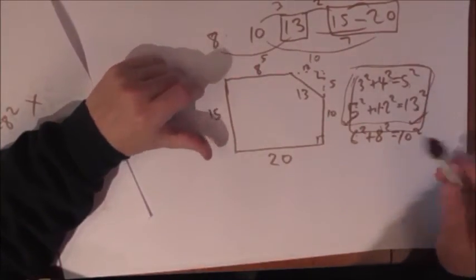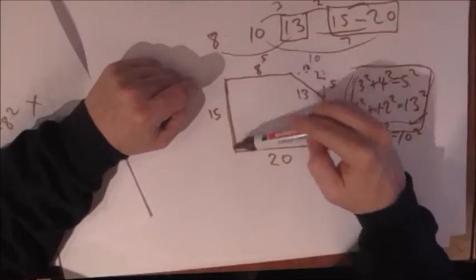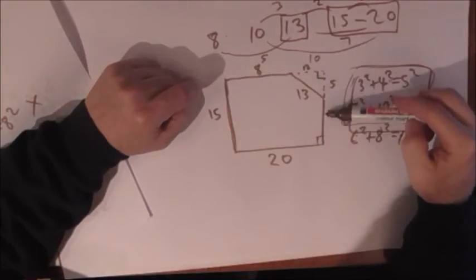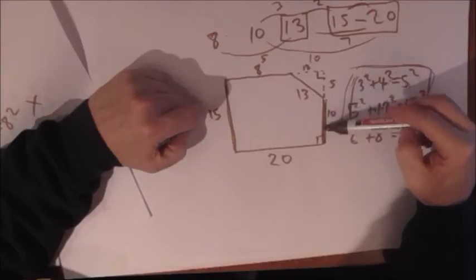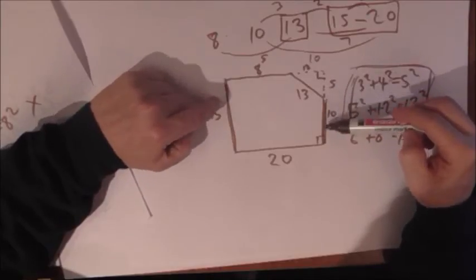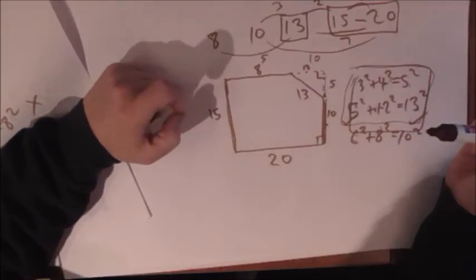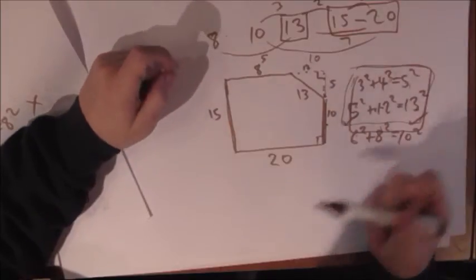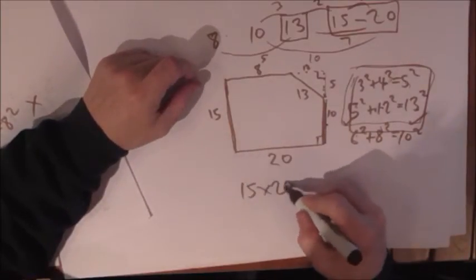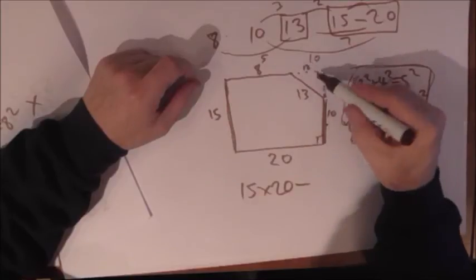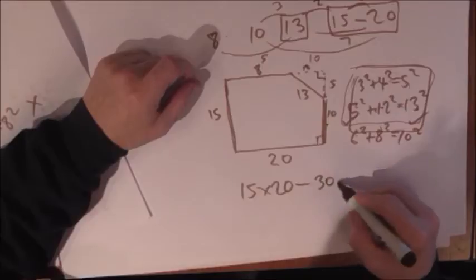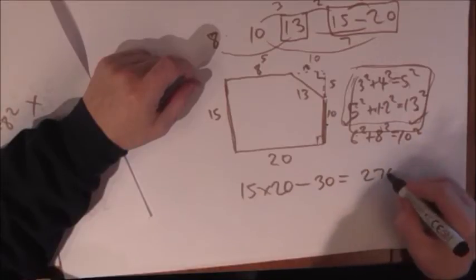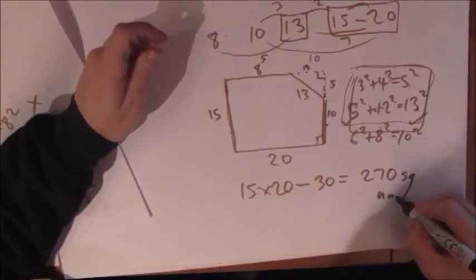Why were differences useful? Because when you cut from one side of a rectangle to the other, if a bit is missing, then you can work out the lengths by subtraction. So 15 versus 10 explains why there's a 5 there. So anyway, what's the area of this? It's 15 times 20 minus half base times height. So half base times height is 6 times 5 minus 30. So that's 270 square units.